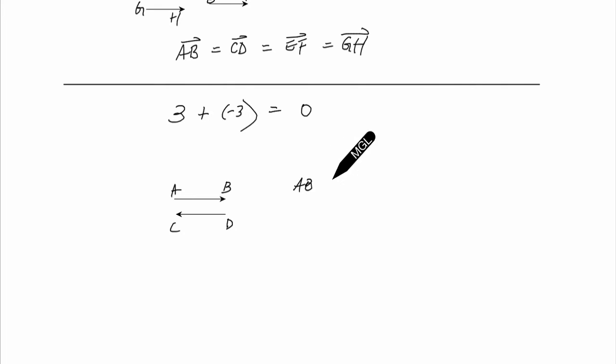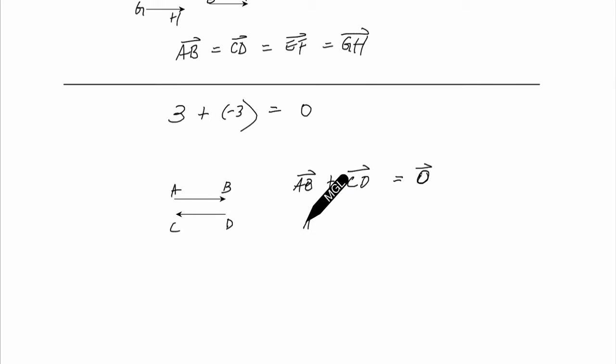So AB, and let's say CD. AB is clearly not equal to CD. They're not the same vector. But we know that if we were to add these two, we should get 0. And we say 0 vector, to say it's a vector with no direction and 0 quantity.